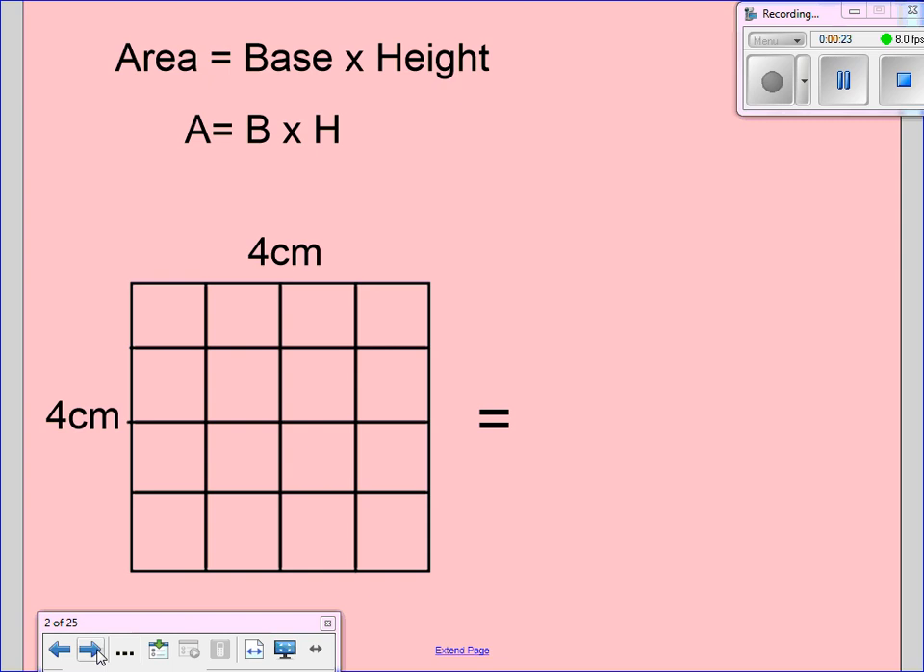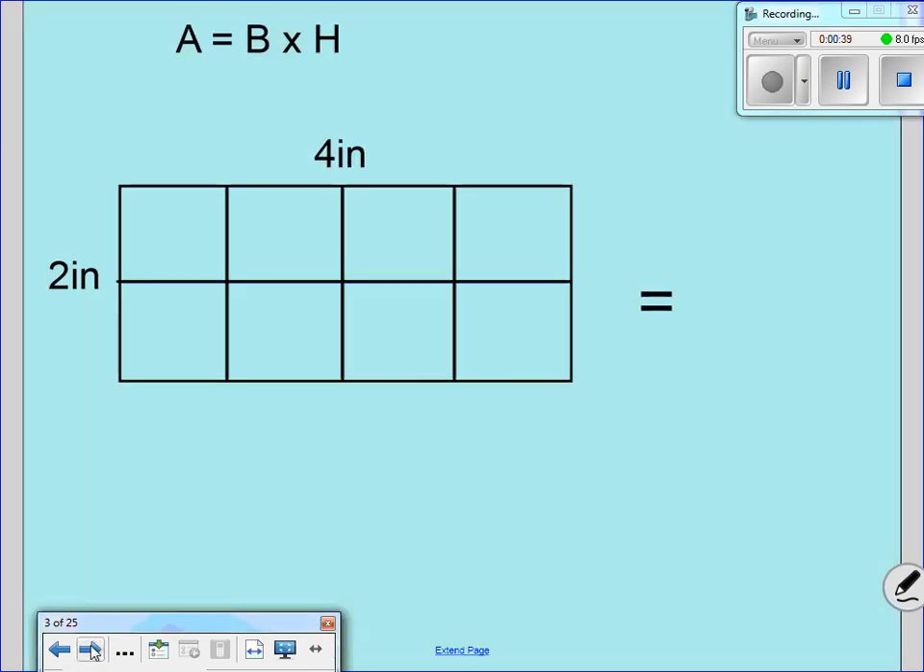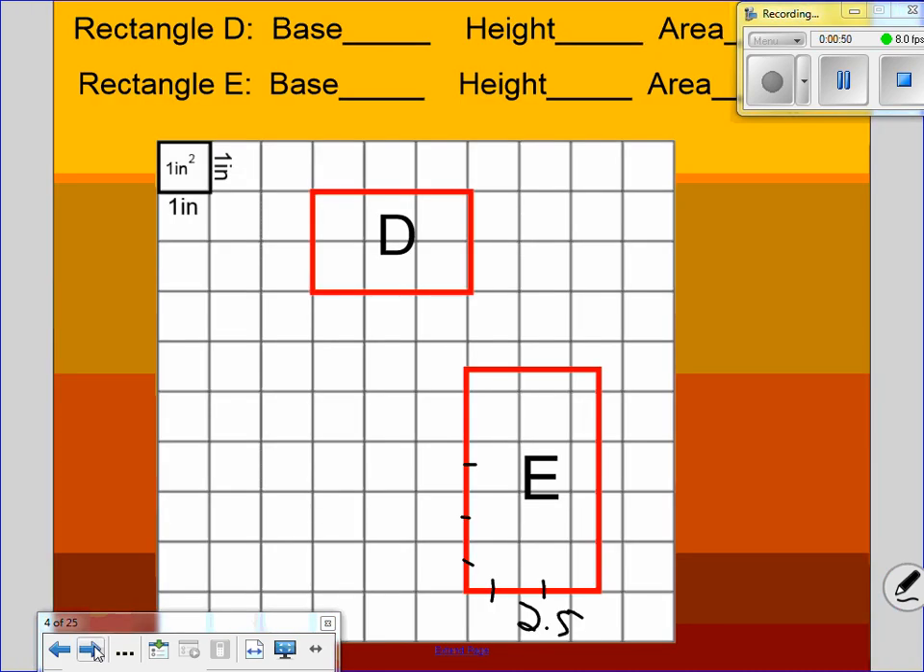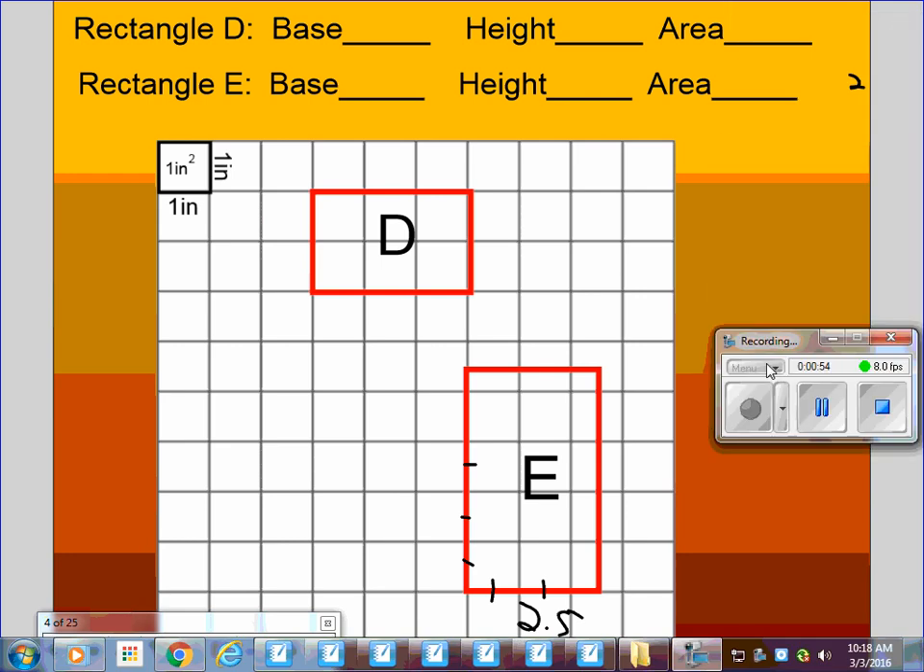Finding area, we have base times height, so that means we have 4 times 4, 16 centimeters squared when using area. Next thing we have 2 times 4 or 4 times 2, which equals 8 inches squared. All right, let's take a look at these problems. We did some practice yesterday in class with this. Let's kind of see how we do with these here.